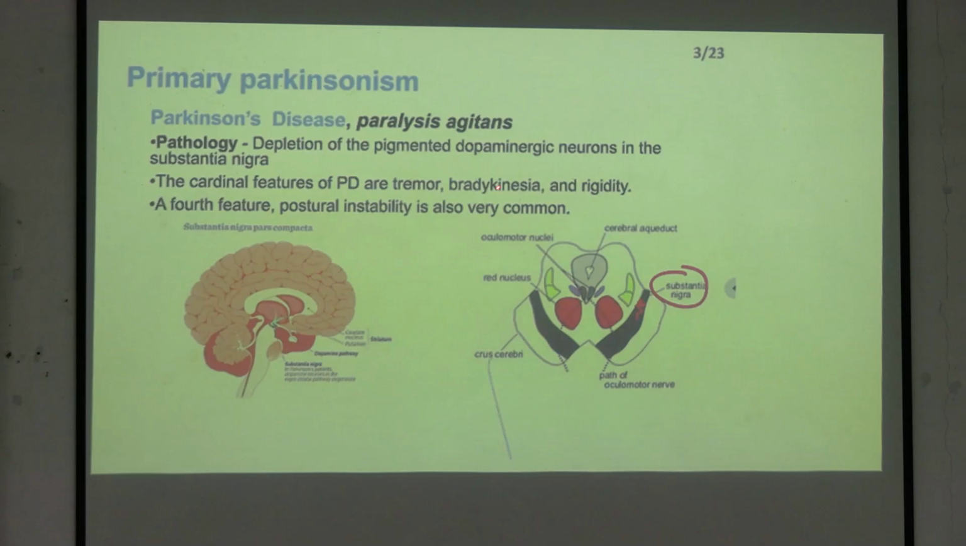Bradykinesia I have already told you, less movement. There is a static tremor. I have told you about static tremor. There is bradykinesia, and there is rigidity. Rigidity means the contractile state of the muscle is increased. A fourth feature, postural instability, is also very common. So, this is the part of the substantia nigra, the extrapyramidal system, where the lesion is.